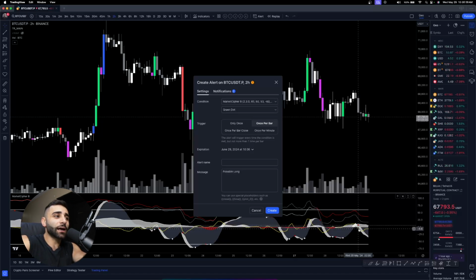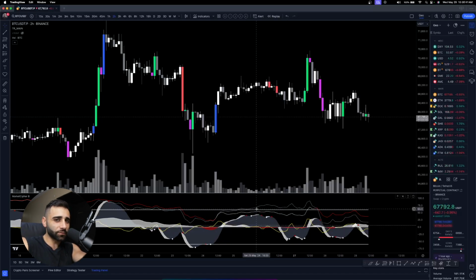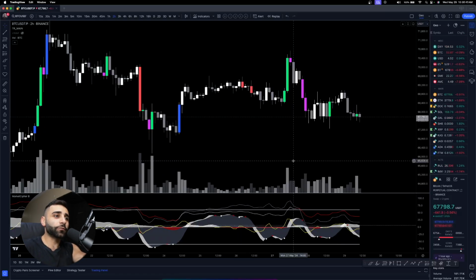And the secret trick that I have, it's a very obvious trick, but a lot of people don't do it, is to essentially front run the green dot or red dot on the time frame that you're looking at. What do I mean by that?